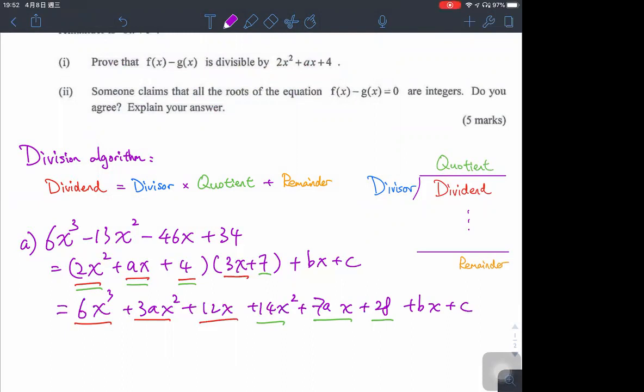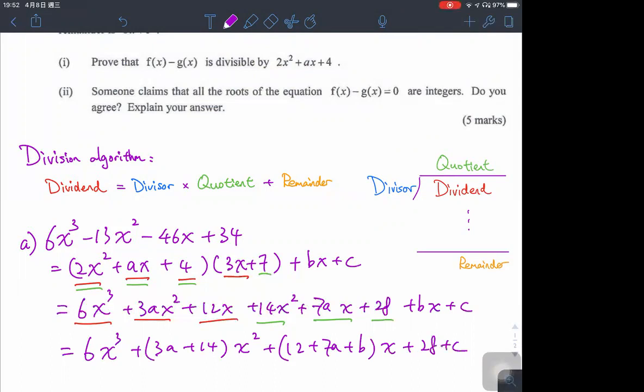So by grouping the like terms, we have 6x cubed, and then (3a plus 14), which is the coefficient of x squared, and then (12 plus 7a plus b), which is the coefficient of x, and the constant term is 28 plus c.